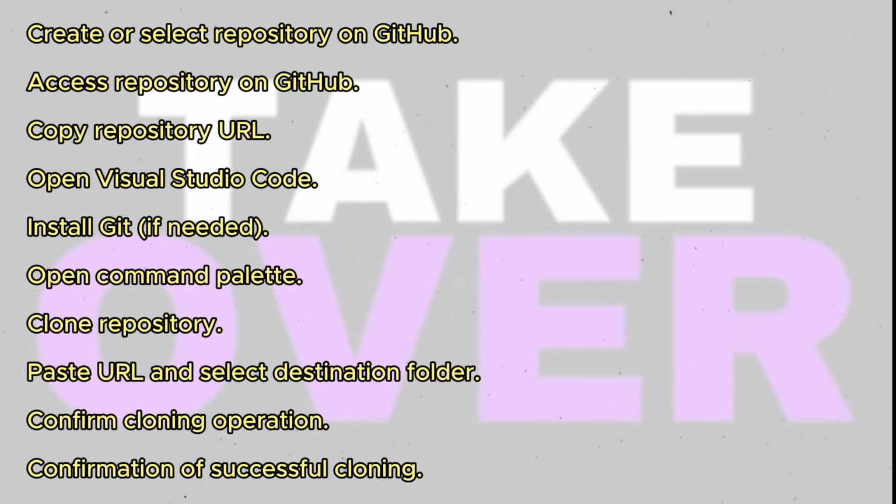Open Visual Studio Code. Launch Visual Studio Code on your computer. Install Git if needed. If Git is not installed, install it on your Windows system.